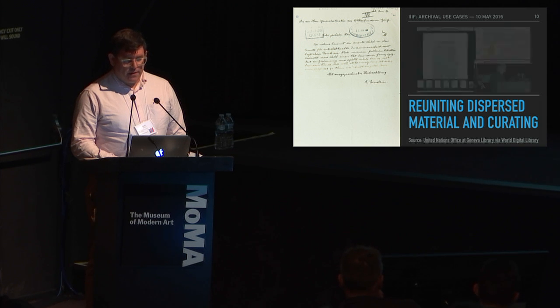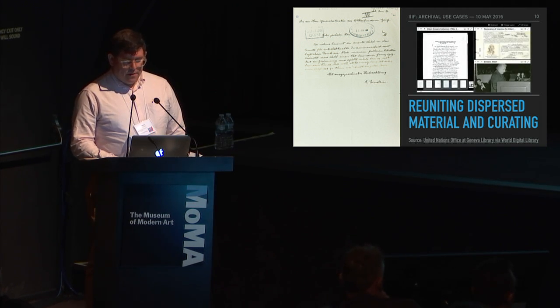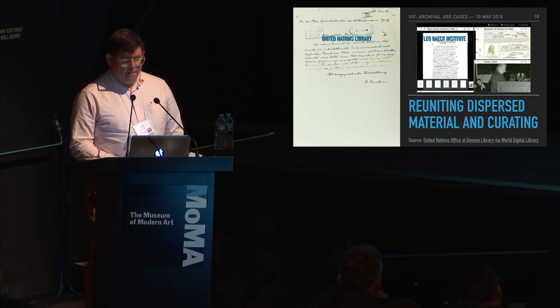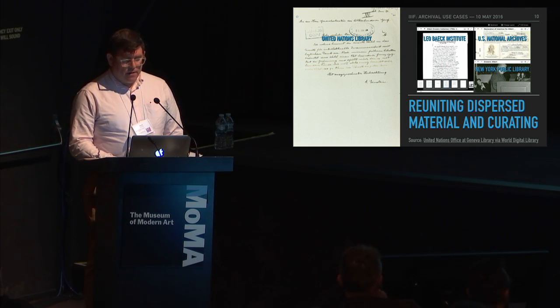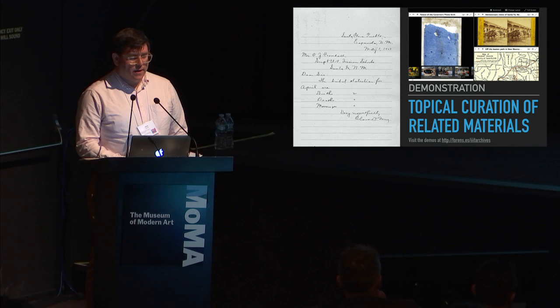But what of other material? There is additional material available from the Leo Baeck Institute, including digitized microfilm, the US National Archives, which holds Einstein's Declaration of Intention of Citizenship, and the 1939 World's Fair photos of Einstein opening the Jewish Palestine Pavilion held by the New York Public Library. All of these materials have been brought together in a single viewer, and similarly, IIIF allows archival materials to be brought together along with other primary sources or even non-archival materials into a common environment for curation by topic. So here's just a quick demo of that.